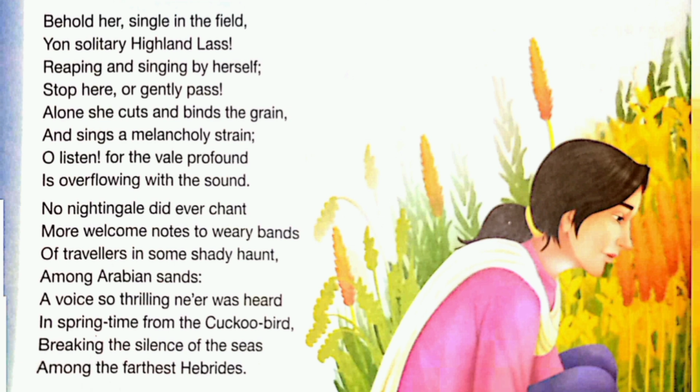Will no one tell me what she sings? That please tell me what she is singing, because the poet doesn't understand what she is singing. Perhaps the plaintive numbers flow for old, unhappy, far off things and battles long ago. He says that she is singing something sad, something very old, something very unhappy, or things which are far off, things which are gone away, or she is singing something for the battles which happened long ago.